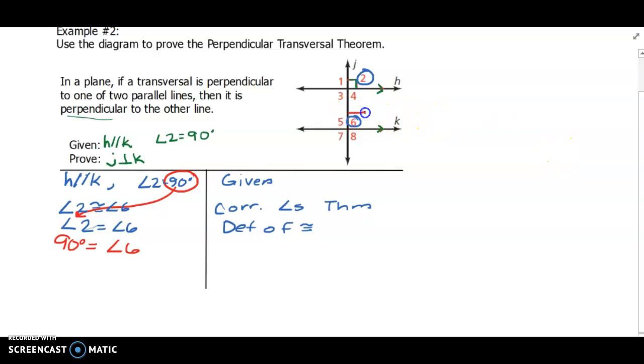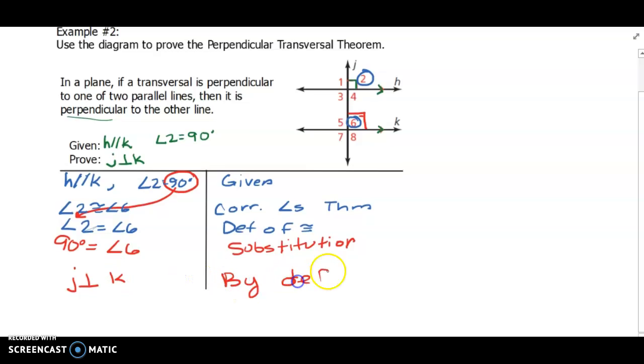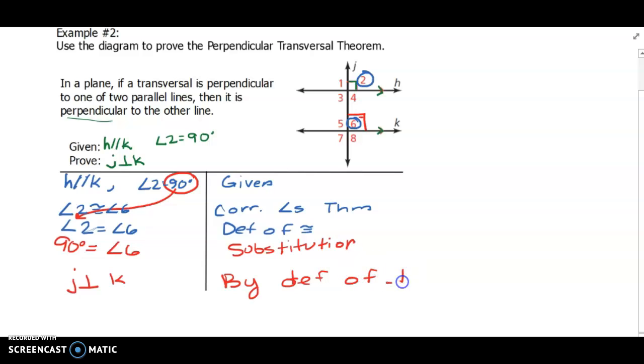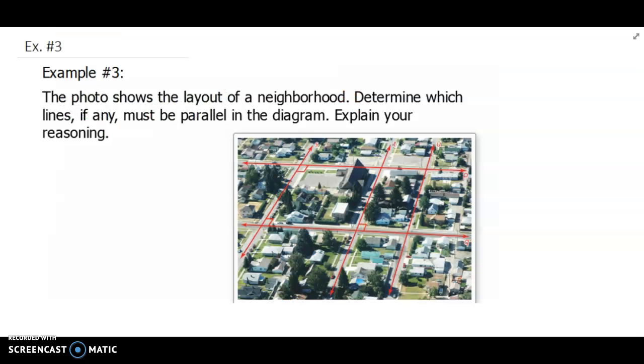So I know this is a 90-degree angle. And if this is a 90-degree angle, guys, sorry, that would be substitution. So if this is a 90-degree angle, doesn't that mean that J has to be perpendicular to K just by the definition of perpendicular? So that's what perpendicular means. They cross at a 90-degree angle. All right, let's look at one more example, then we'll be done with this section.